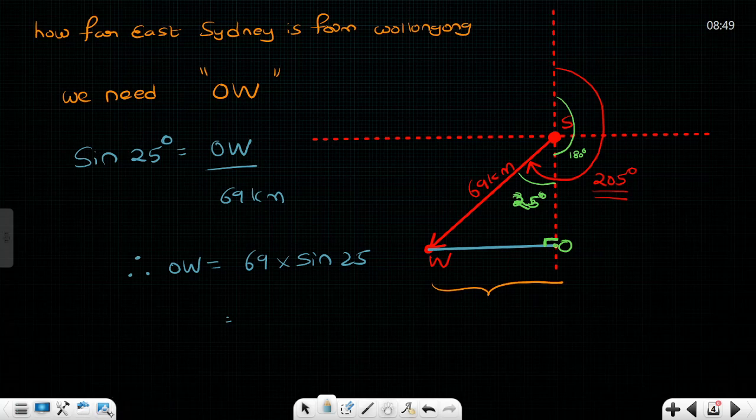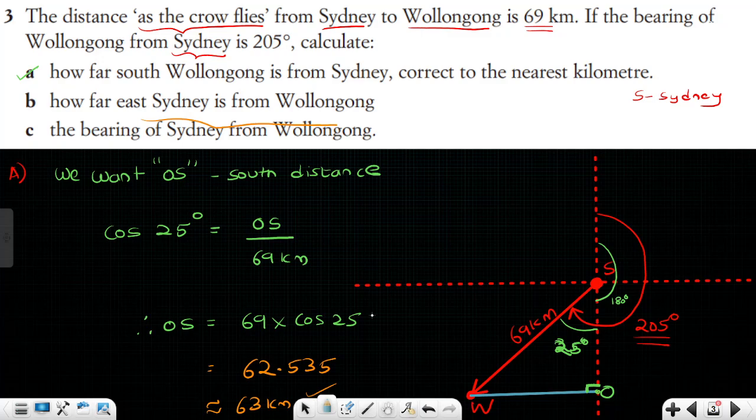It is going to be 29.160 kilometers. Did he ask about correcting to the nearest kilometer? He is not asking about correcting to the nearest kilometer. Just give it in 3 decimals.